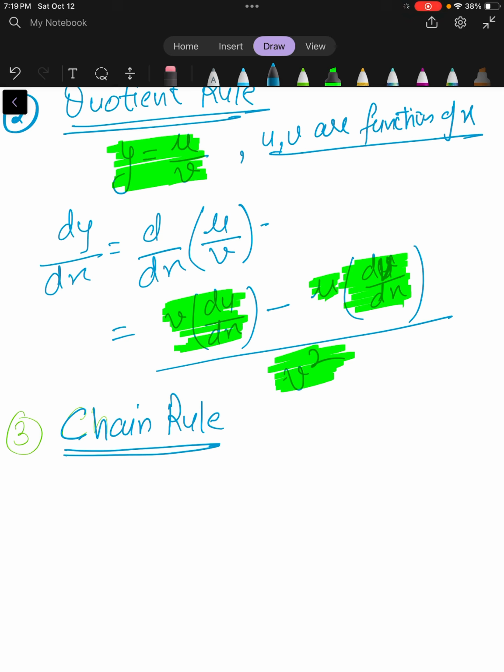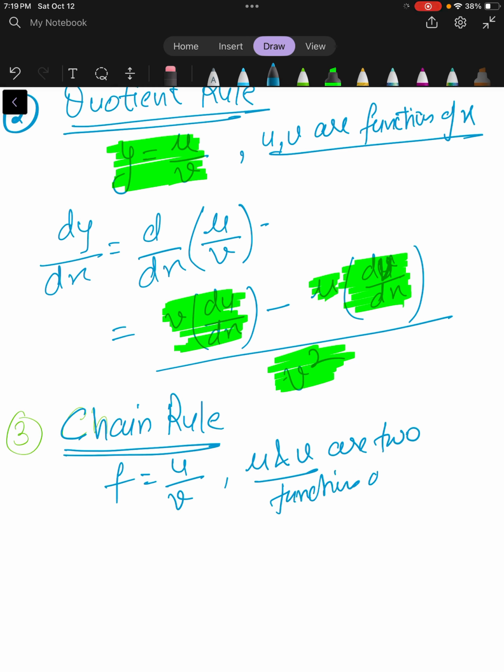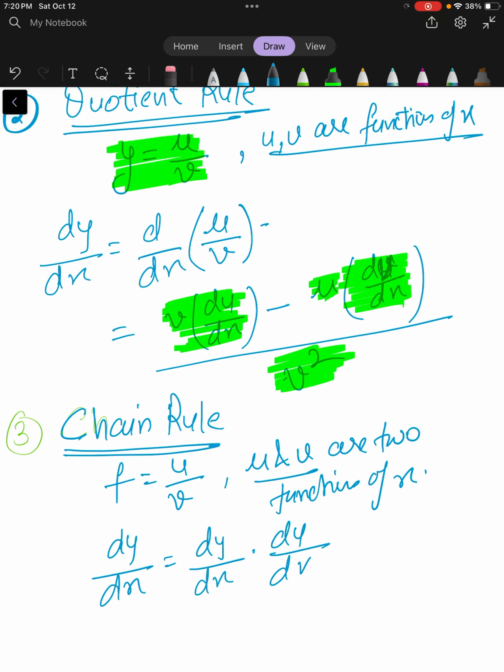So in chain rule, let's say we have a function f is equal to u upon v, where u and v are two functions of x. So how will we write the chain rule? We'll write here dy upon dx is equal to, first we will do dy upon du multiplied by du upon dx.